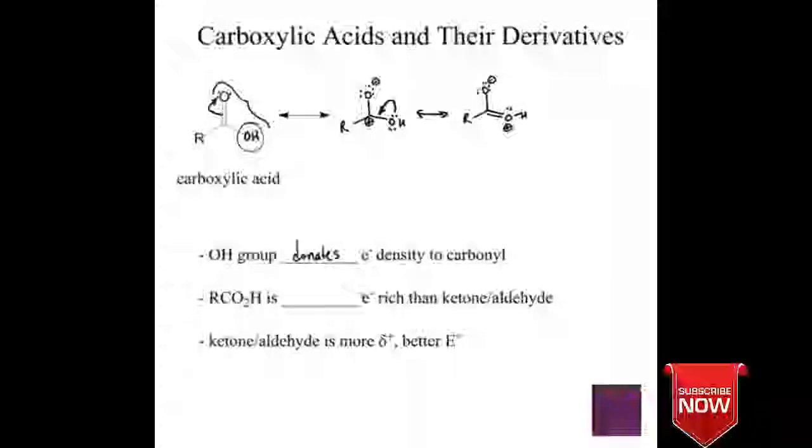The OH group donates electron density. And that means that this carbonyl of the carboxylic acid is more electron rich than a ketone or an aldehyde. The effect of that oxygen is to add electron density to the carbonyl, making it more electron rich. That makes the ketone or the aldehyde more partial positive and more electrophilic. So carboxylic acids and their derivatives, we'll see down the road, in general are more electron rich because of that electron donation, certainly if you have an oxygen group here like an OH.